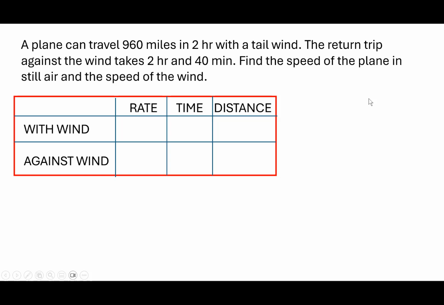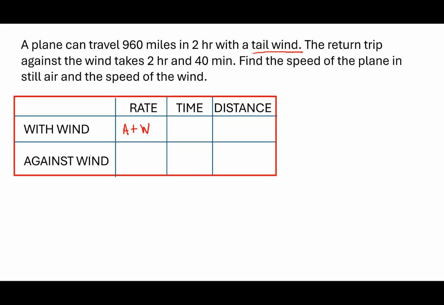Okay, so you have a plane flying with the wind and against the wind. When it says it has a tailwind, that means that the wind is behind the plane pushing it. So you're flying with the wind when you have a tailwind. You're going in the same direction as the wind, so the wind is pushing you faster than you normally would go. So when you're flying with the wind, your rate is the rate of the airplane plus the rate of the wind, which is pushing the airplane.